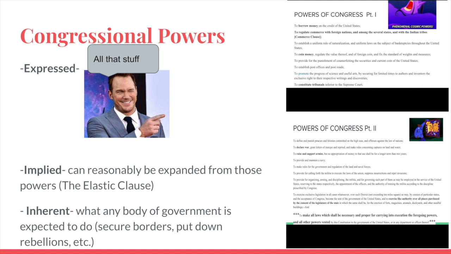And then lastly, we have those inherent powers. If you remember back to our federalism section, that's the thing that tied some of you guys up because it's like, where is it in the Constitution? And the answer is, it's not really in the Constitution. It's just expected of you as a government. So that is protecting your borders, having a code of laws, things like that, making sure there are no rebellions, fun things along those lines.